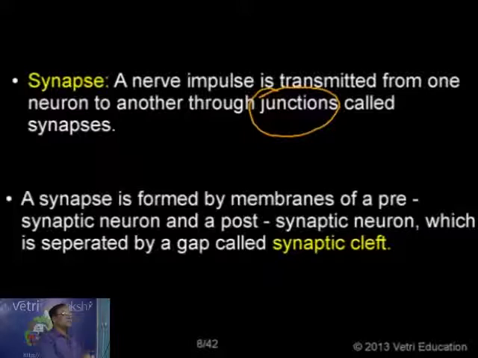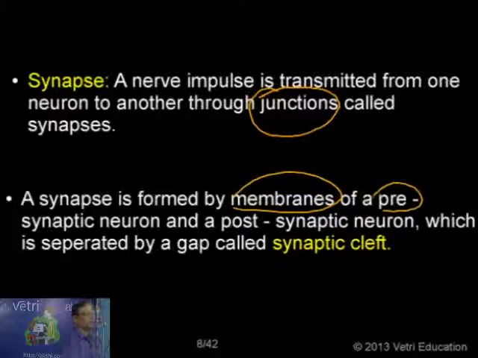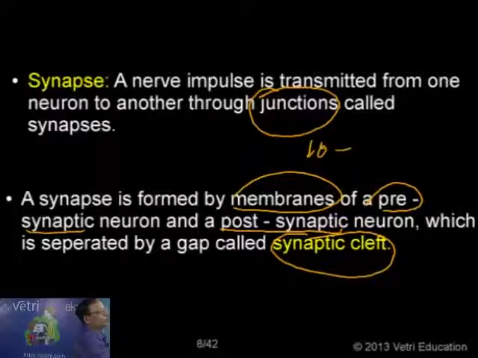The synapse, as I mentioned, is formed by the membranes of a presynaptic neuron, the one which is formed just preceding the synapse, and the postsynaptic membrane, the one which follows the synapse. Both combine together to form a synapse, and between them there is a gap. That gap is called the synaptic cleft. It is nearly 10 to 20 nanometers. The gap between the adjacent neurons is about 10 to 20 nanometers.